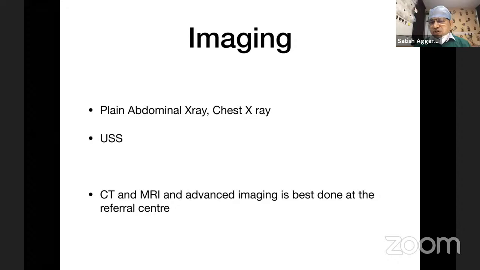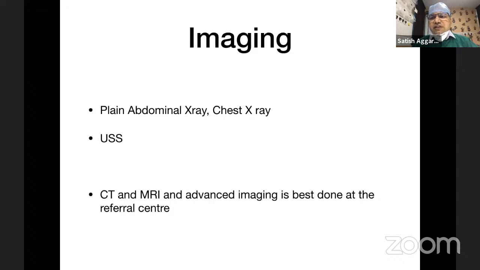Imaging. When it comes to imaging, I'll advise you to just do a plain X-ray abdomen, a chest X-ray, and an ultrasound examination. These are the three basic imaging investigations which you must carry out when you do a physical examination and pick up a mass in the abdomen of any child.